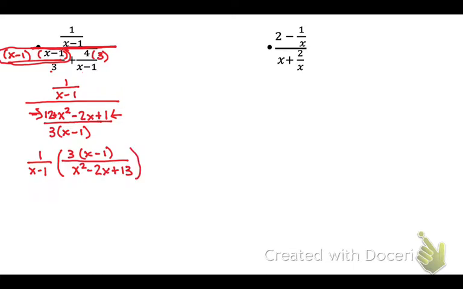Now, for those of you who like to reduce incorrectly, we should put parentheses around that other x minus 1. Now, can I simplify up or down or diagonally? I can reduce the x minus 1 and the x minus 1, can't I? So my answer would be 3, because 1 times 3 is 3, over x squared minus 2x plus 13. Again, I simplified the numerator, simplified the denominator, and then multiplied by the reciprocal.